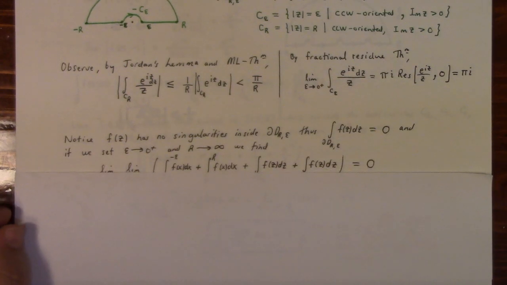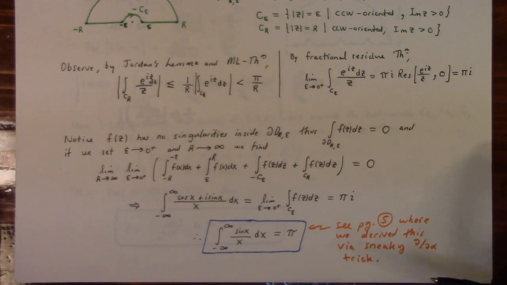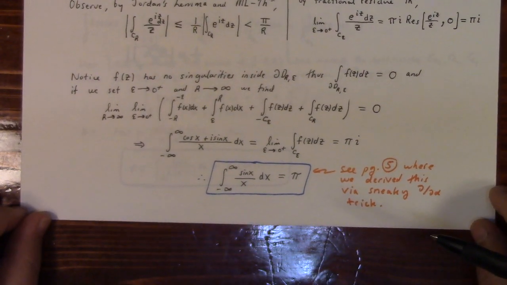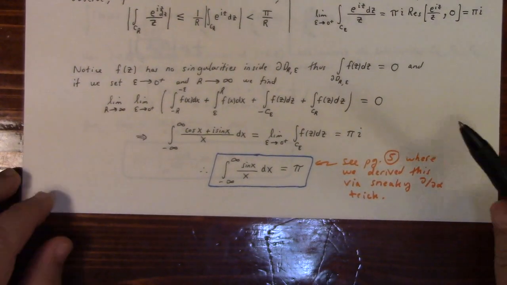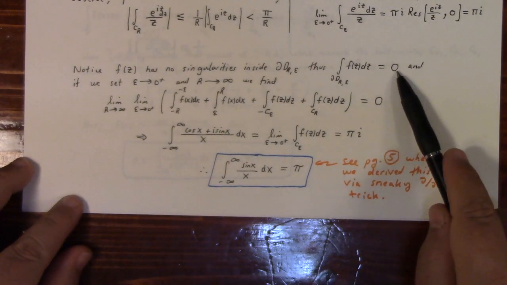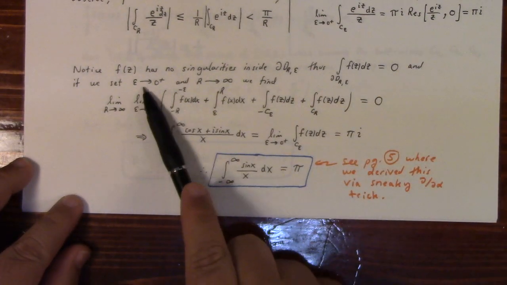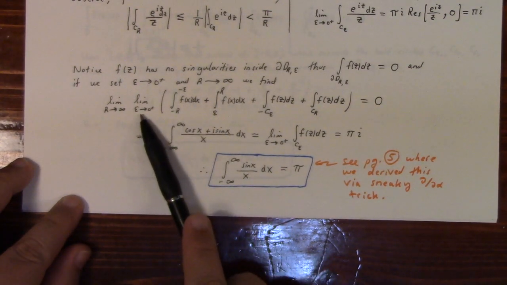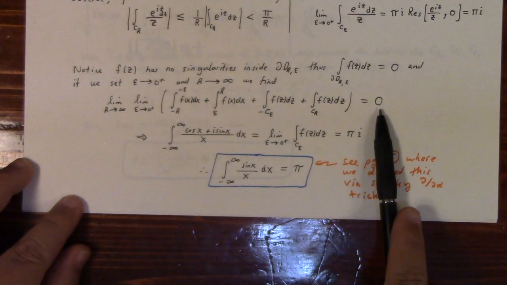So this function has no singularities inside the boundary of the D r epsilon region, and so the integral over the boundary of that region is 0. And if we allow epsilon to go to 0 from the right and r go to infinity, we find in this double limit all of that's equal to 0.